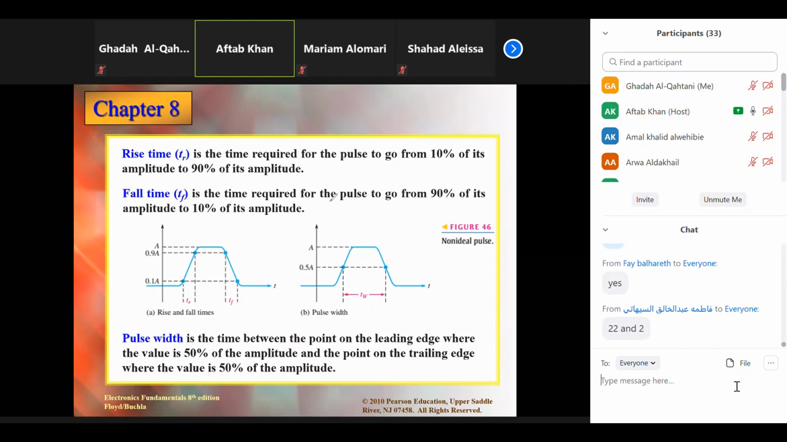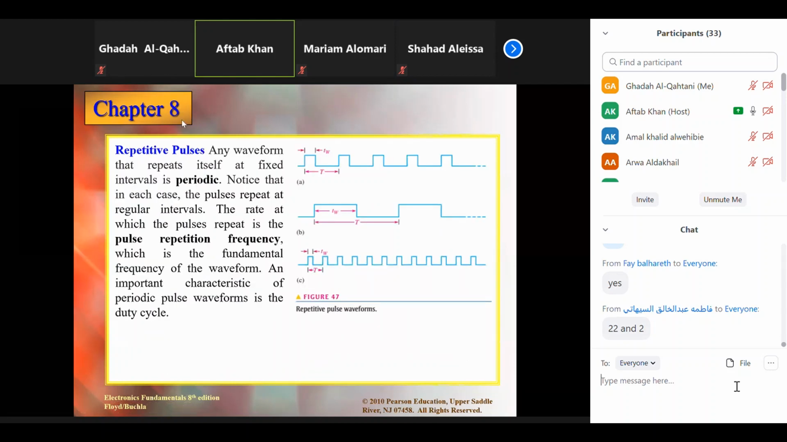non-ideal pulses. In ideal cases you have seen that it is a step change, a quick change from a higher value to a lower value, like that. But these are non-ideal pulses. Another thing added here is repetitive pulses.